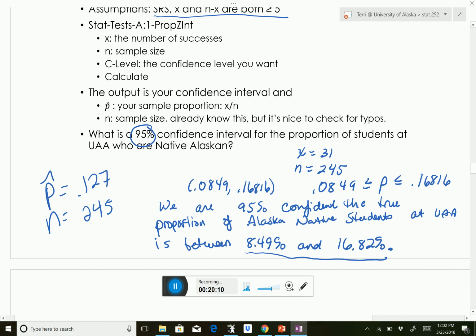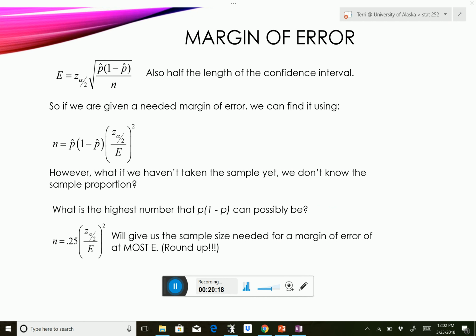Okay, so let's move on to the next thing we want to talk about. If it'll move on me, and it won't right now. Okay, got it to work. Magic of the pause button.